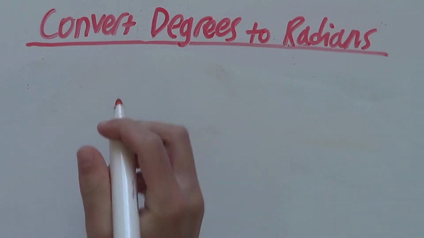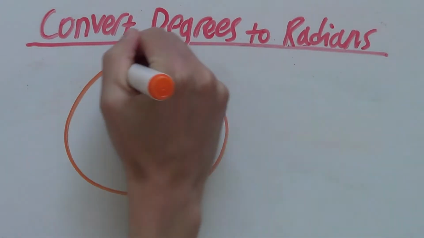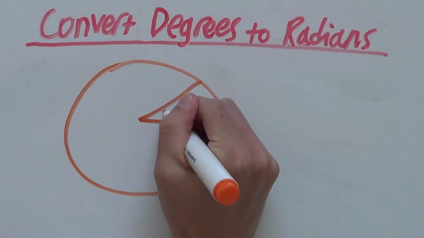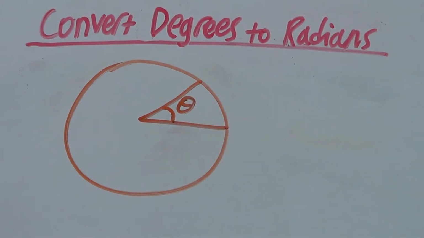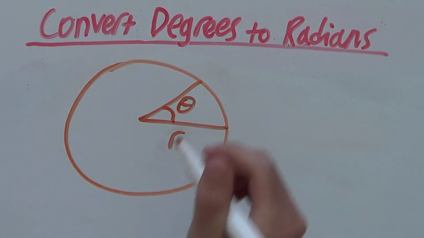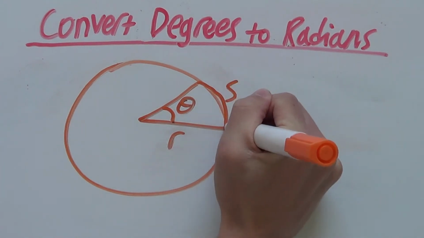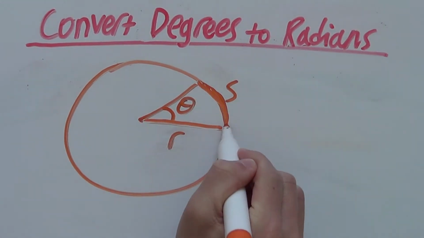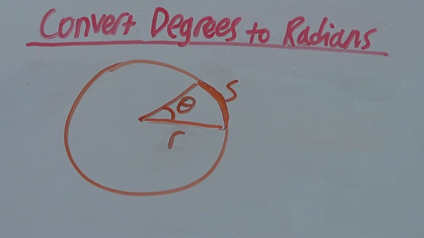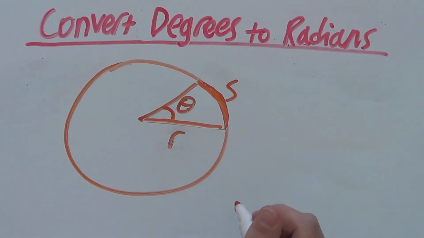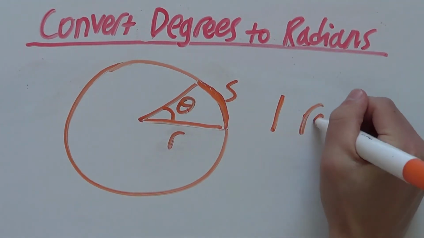Let's take a deeper look at this and understand why this formula works. So, let's say we have an angle here. We can call this angle theta. And we can call this length here of this line R, and this one here S. Let's say R and S lengths are equal to each other. That would mean theta, this angle, is 1 radian.